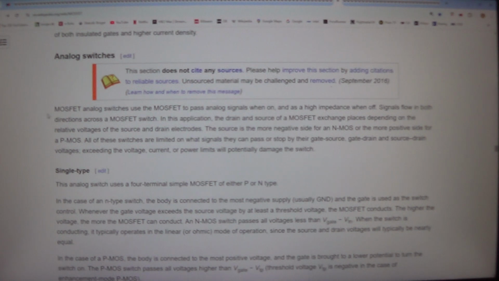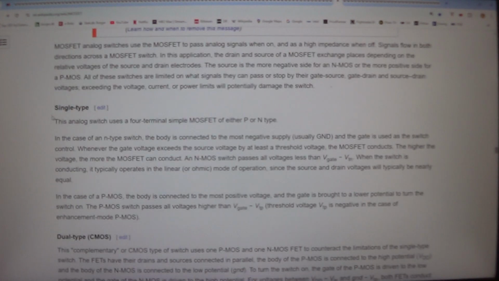MOSFET analog switches use the MOSFET to pass analog signals when on, and as a high impedance when off. Signals flow in both directions across a MOSFET switch. In this application, the drain and source of a MOSFET exchange places depending on the relative voltages of the source and drain electrodes. The source is the more negative side for an NMOS or the more positive side for a PMOS. All of these switches are limited on what signals they can pass or stop by their gate source, gate drain and source drain voltages. Exceeding the voltage, current, or power limits will potentially damage the switch.